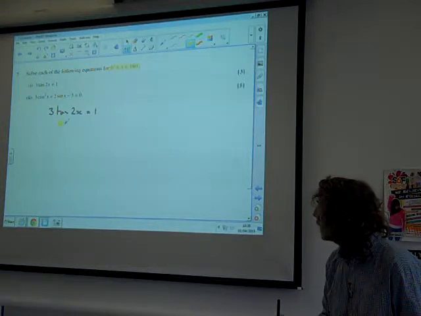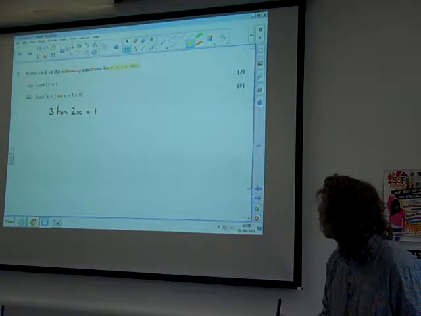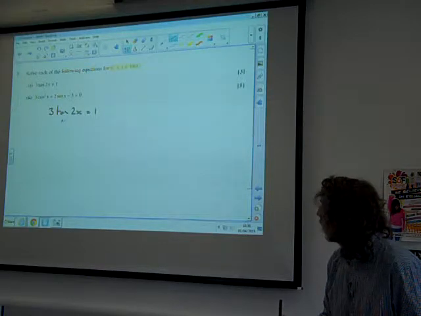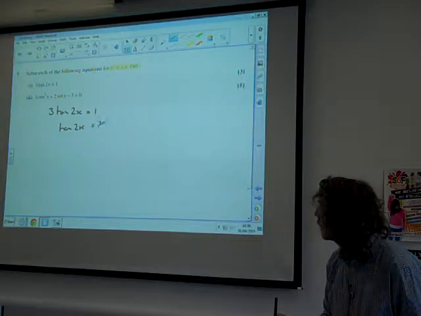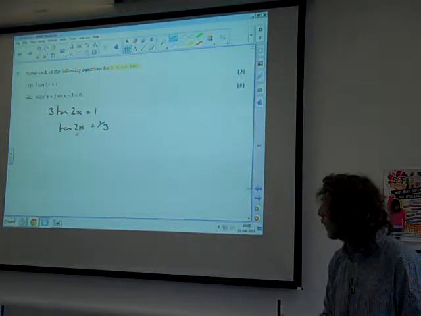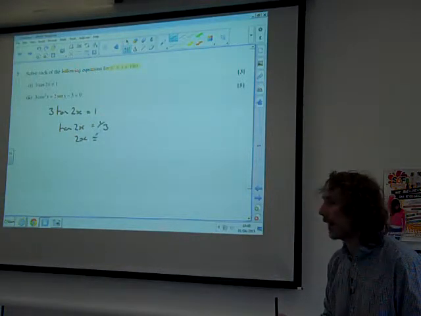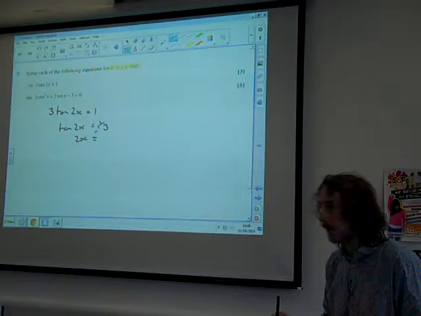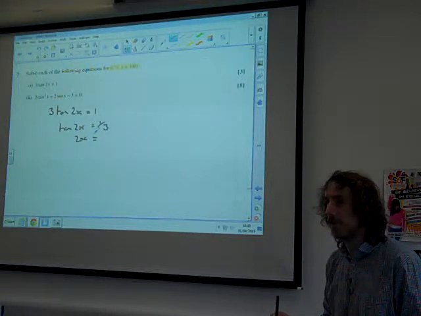So 3 tan 2x equals 1. We're going to go straight into saying that tan 2x is a third. And then we're going to do inverse tan of a third, making sure our calculator is in degrees mode, and get what that gives us.